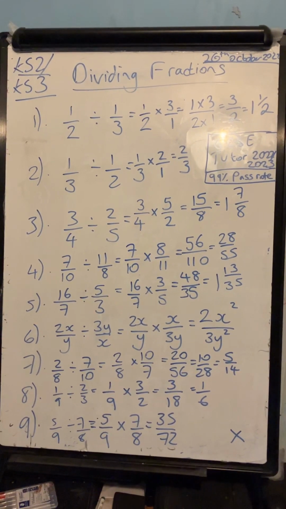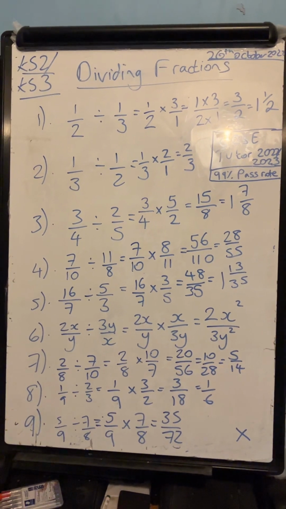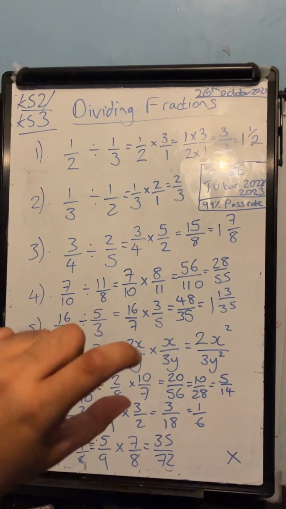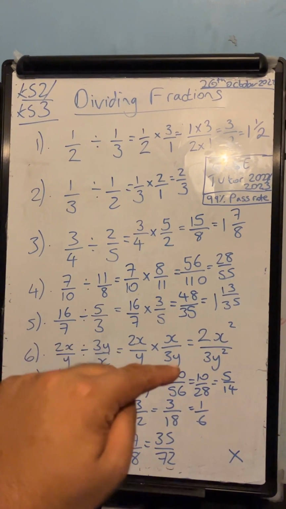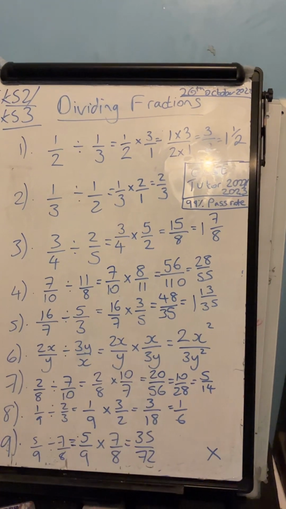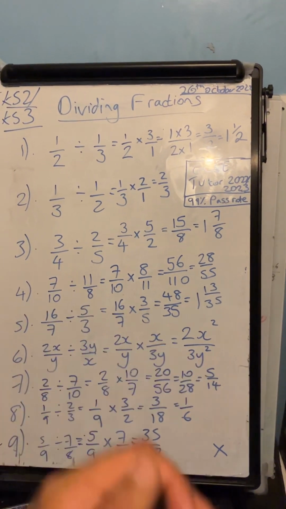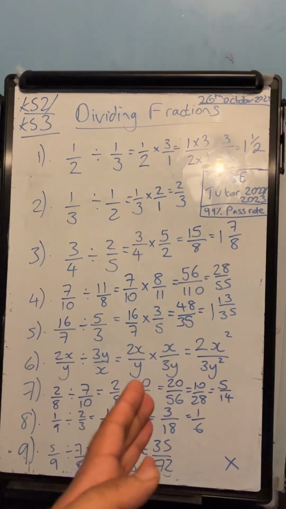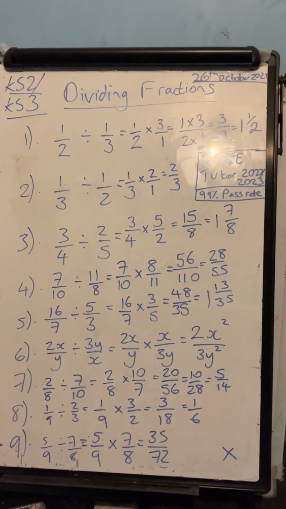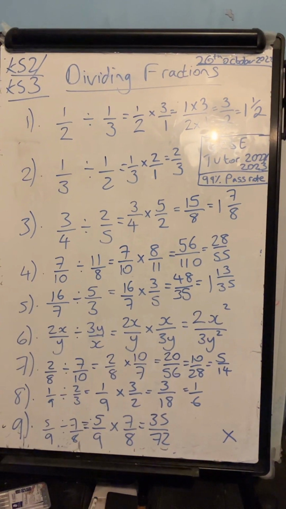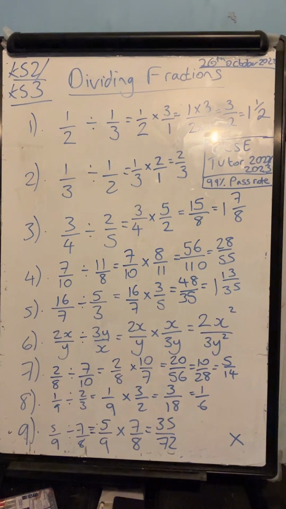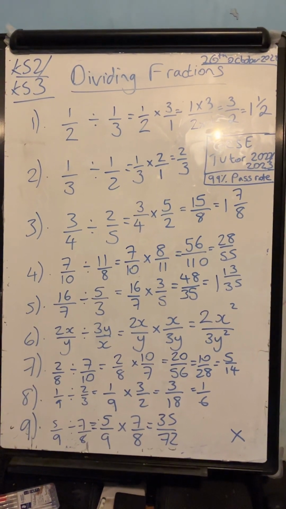Question number 7, I've got 2/8 divided by 7/10. Well, I have 2/8 times the reciprocal of 7/10, so I invert it, I flip it. 2 times 10 is 20, and 8 times 7 is 56. Dividing top and bottom by 2, I get 10/28. Dividing it again by 2, I get 5/14. Alternatively, I could have just divided 20 over 56 by 4 and got the answer, but there's no harm in doing it in multiple steps. I always encourage you to simplify your answer fully, until you get to a fraction that you can no longer simplify.